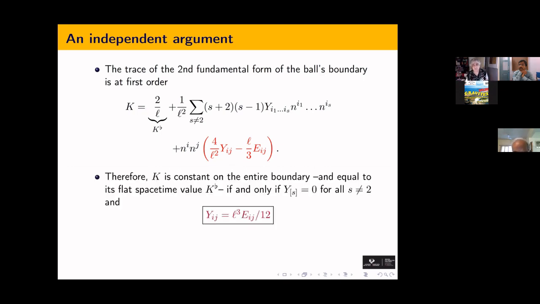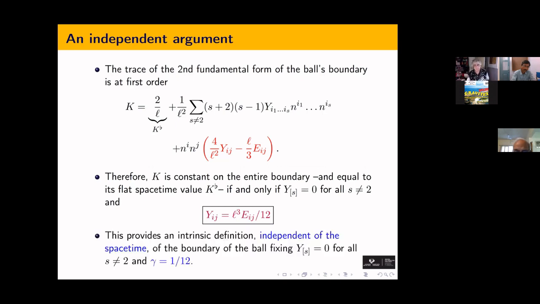1/12. So K is constant on the entire boundary and equal to its flat space-time value if and only if all the spin different from 2 are 0, and the spin 2 deformation is aligned with the electric part with 1/12 as the factor. So this is an independent argument, nothing to do with area or with energy, just doing geometry. Okay, so this provides an intrinsic definition, which is independent of the space-time, of the boundary of the ball, which fixes precisely all the deformation to be 0 except for spin 2 with gamma equals 1/12.